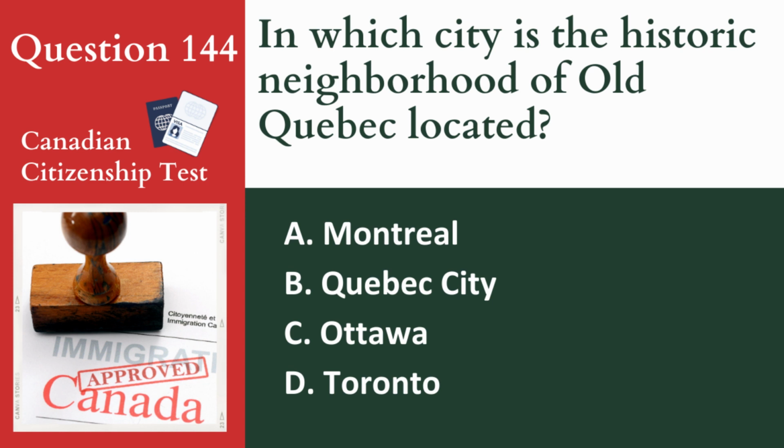Question 144. In which city is the historic neighborhood of Old Quebec located? A. Montreal. B. Quebec City. C. Ottawa. D. Toronto. Answer. B. Quebec City. Old Quebec is a historic neighborhood located in Quebec City, recognized as a UNESCO World Heritage Site.